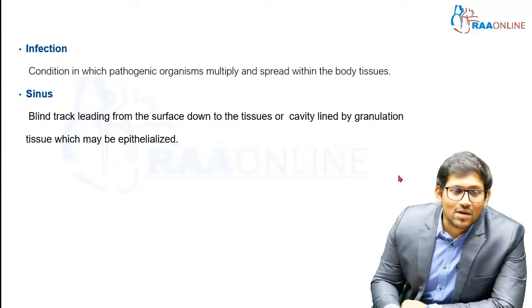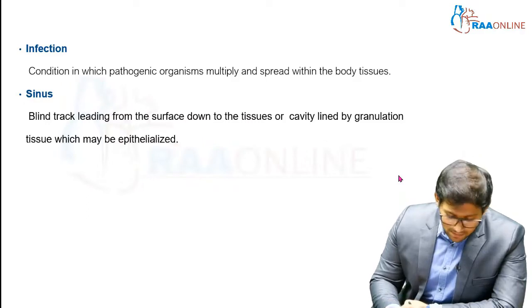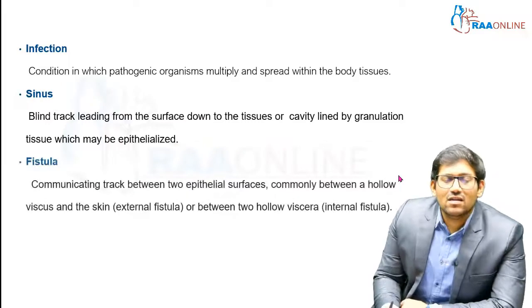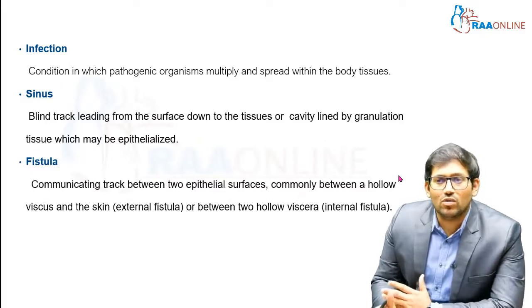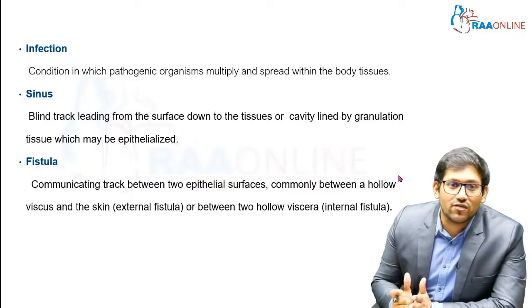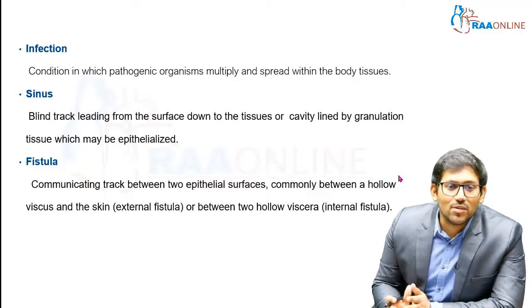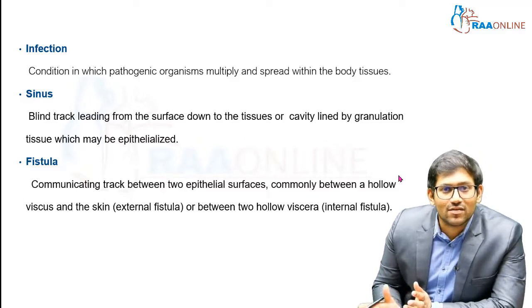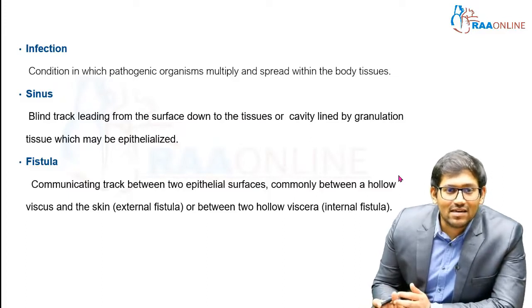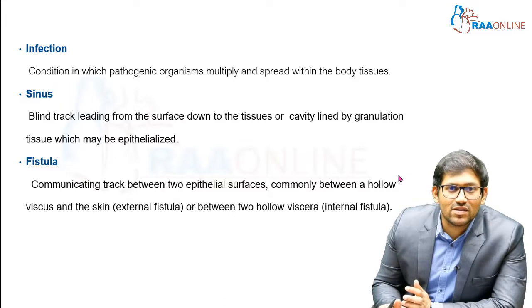Then when do you call it a sinus? A sinus is nothing but a blind tract, or in other words, a connection from the surface down to the tissues or a cavity which is always lined by granulation tissue which may be epithelialized. Fistula. This is the most broadly asked question. How is a fistula different from a sinus? A fistula is a communicating tract between two epithelial surfaces, whereas a sinus is a blind tract from the surface downwards. It doesn't communicate between two epithelial surfaces.